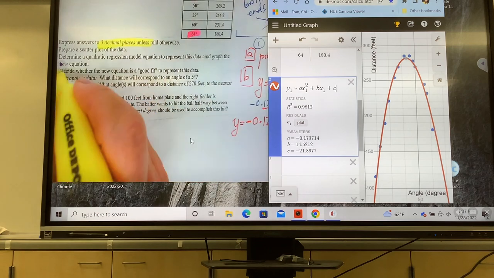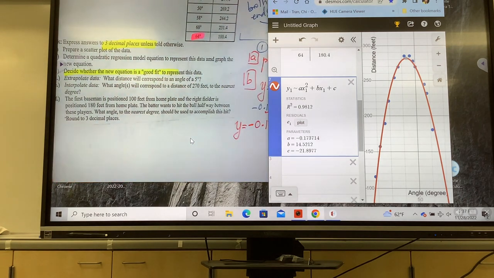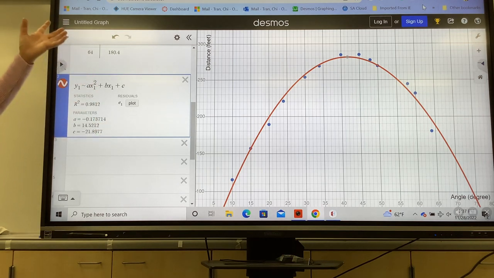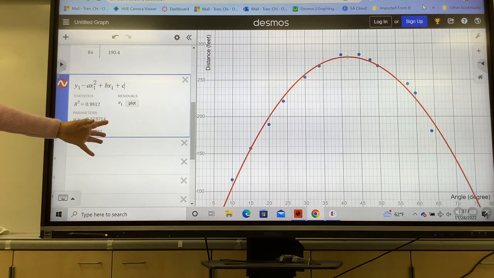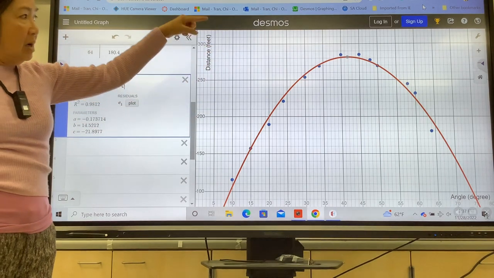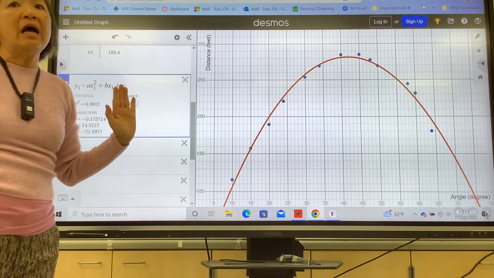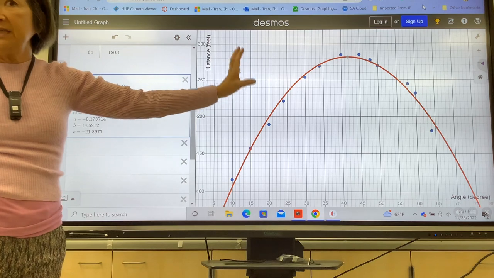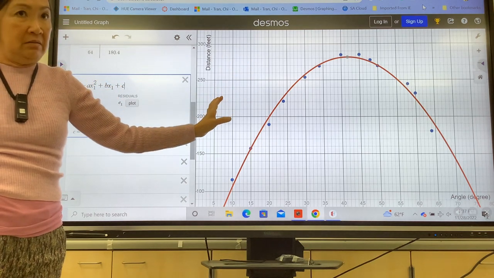Are we good? All right. Now, for part C. Is this a good fit to represent this data? So now how do we say it? Did you see that you have many ways to say it, class? But basically you can just say that based on the graph, showing the curve goes through, or actually very close to, most of the points, we can say this is a good fit.